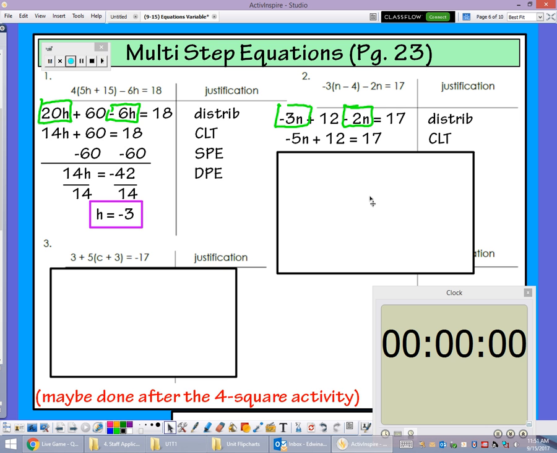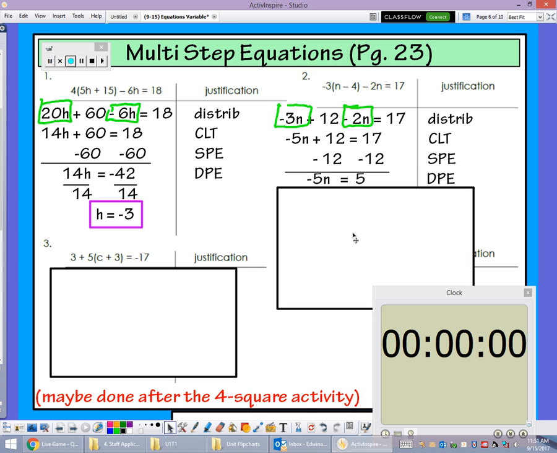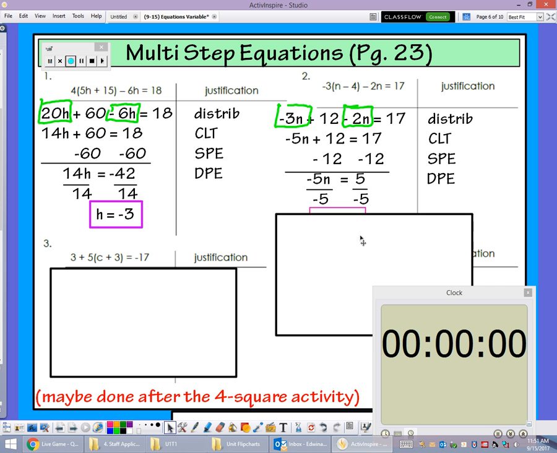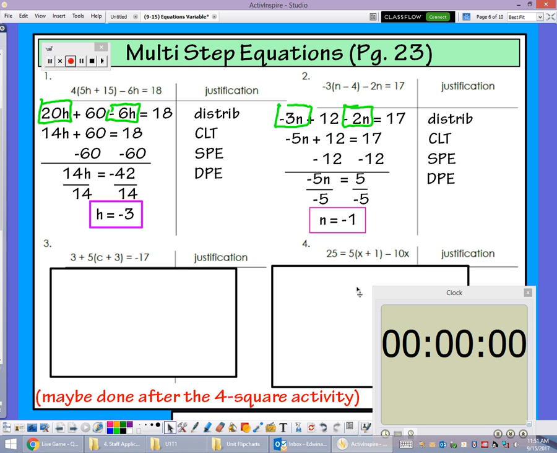Negative 5n plus 12. What was my next step, Sean? Then, subtracting. We're going to subtract our constant, right? Because we're adding it. So we're going to subtract 12 from both sides. And that gives me negative 5n equals 5. What's my next step? Division property. So I'm going to divide by negative 5 on both sides. I get n equals negative 1. Positive 5 divided by negative 5 is going to give me a negative.